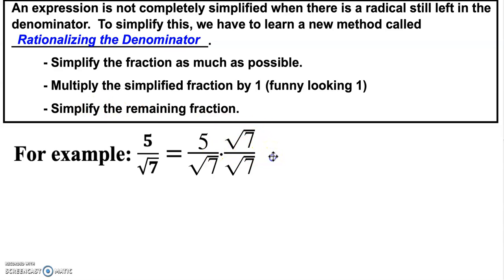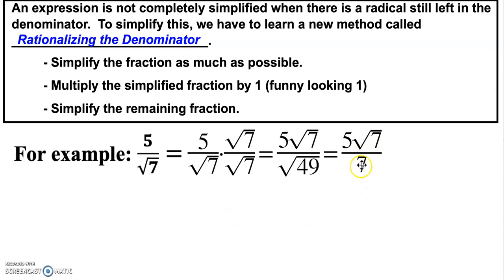So 5 times root 7 becomes 5 root 7 on top. Root 7 times root 7 becomes root 49. So let's simplify that a little more. 5 root 7 stays, but the square root of 49 is just 7. Now that we've rationalized that denominator, we no longer have that square root symbol in the bottom. So that's what rationalizing the denominator is all about, making sure we don't have that radical in the bottom.